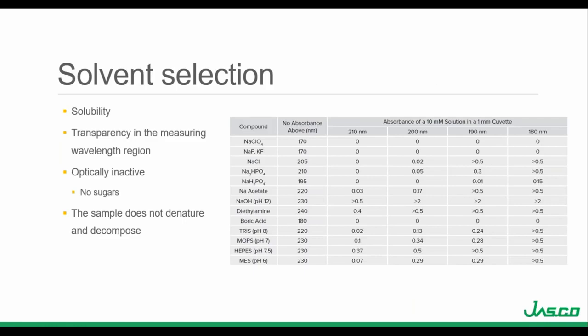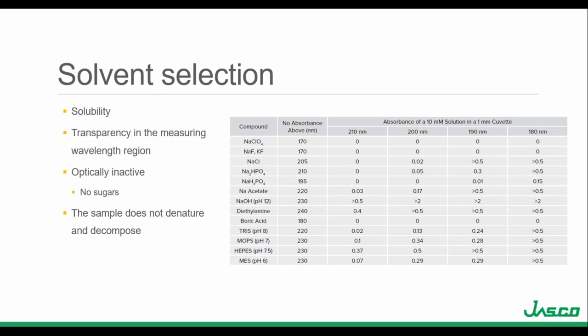So the buffer or solvent in the sample is also going to affect the CD spectrum. Solvents used for absorption measurements will typically suffice. However, the following conditions should be taken into consideration when choosing a solvent for CD measurements. So the solubility of the sample in the solvent, the transparency of the solvent in the wavelength range being probed, whether it is optically active, and the sample stability.